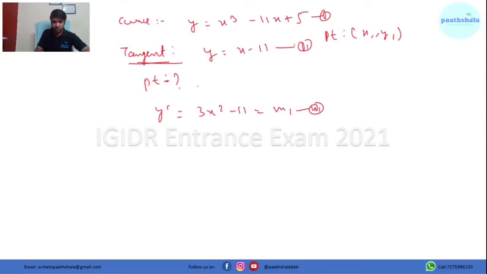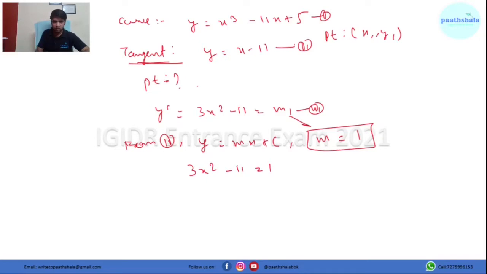Okay. So from 2, from second equation, if we compare this equals to y equals to mx plus c, so we are getting m as 1. Now m and m1 should be same because these are the slope of what? Tangent. So this comes out to be 3x square minus 11 equals to 1. So this is 3x square equals to 12 or x square equals to 4. So x will come out to be plus minus 2.